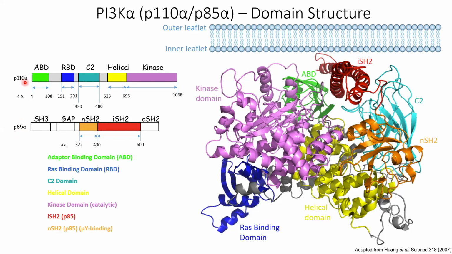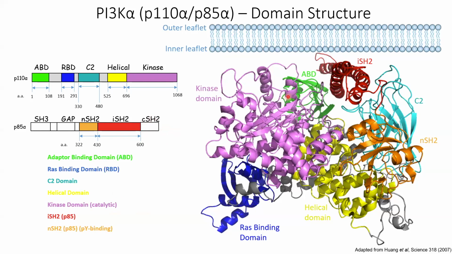Within the p110 catalytic subunit is an adapter binding domain that interacts with the inter-SH2 or iSH2 domain of the p85 subunit. It also consists of a RAS binding domain that binds the RAS protein, a C2 domain that interacts with the plasma membrane, a helical domain whose function is not known, and a kinase domain which contains the catalytic site of the enzyme. Within the p85 subunit is an SH3 domain, a domain that contains homology to GTPase activating protein, hence termed a GAP domain, and 3 SH2 domains: the nSH2 domain, which binds phosphotyrosine peptides, and an inter-SH2 domain and a cSH2 domain.